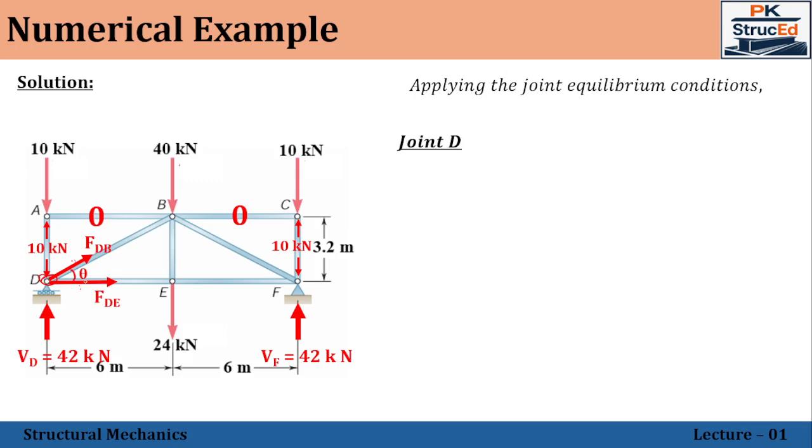So we have the inclination theta. Theta can be found out because, if we take this as a triangle, the opposite side is equal to 3.2 meter and the adjacent side is 6 meter. So theta will be equal to tan inverse of 3.2 divided by 6. We can find the angle theta using this relationship.